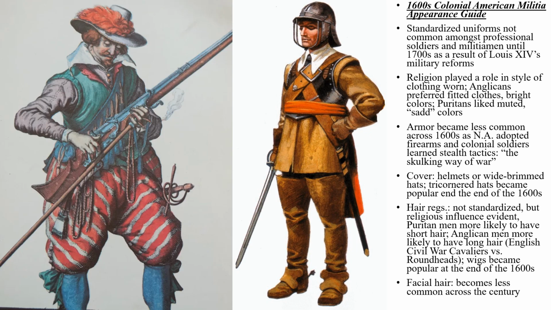Other things like hair regulations. Not really standardized at this point, but religious influence is evident here as well. Puritan men preferred shorter hair, what was often called the roundhead haircut, similar to a modern day bowl cut. Not very stylish, but very practical. Anglican men preferred longer hair, similar to the Cavaliers of the English Civil War.